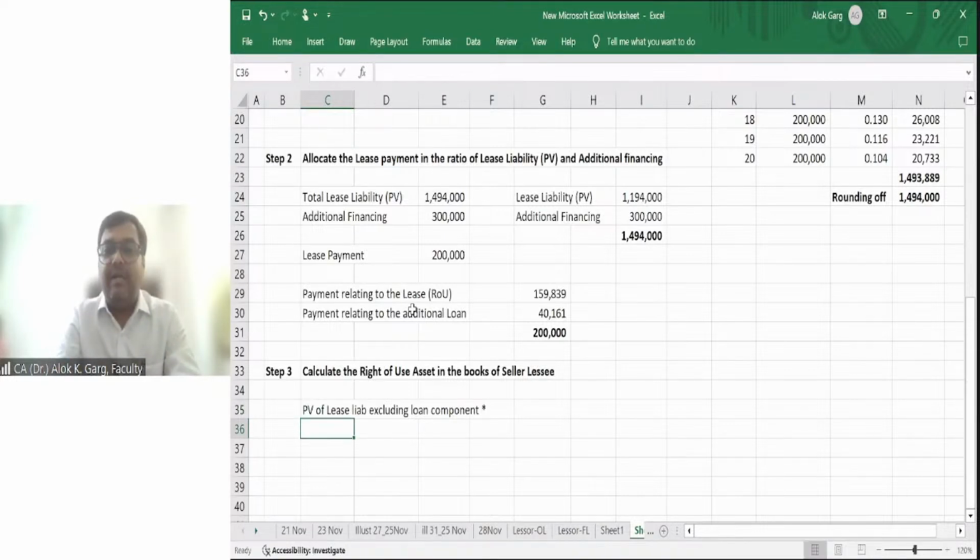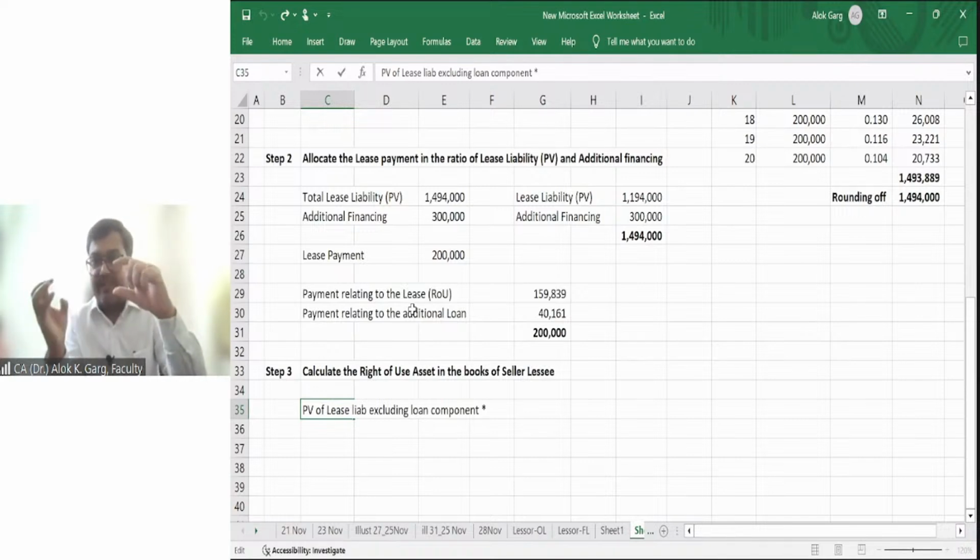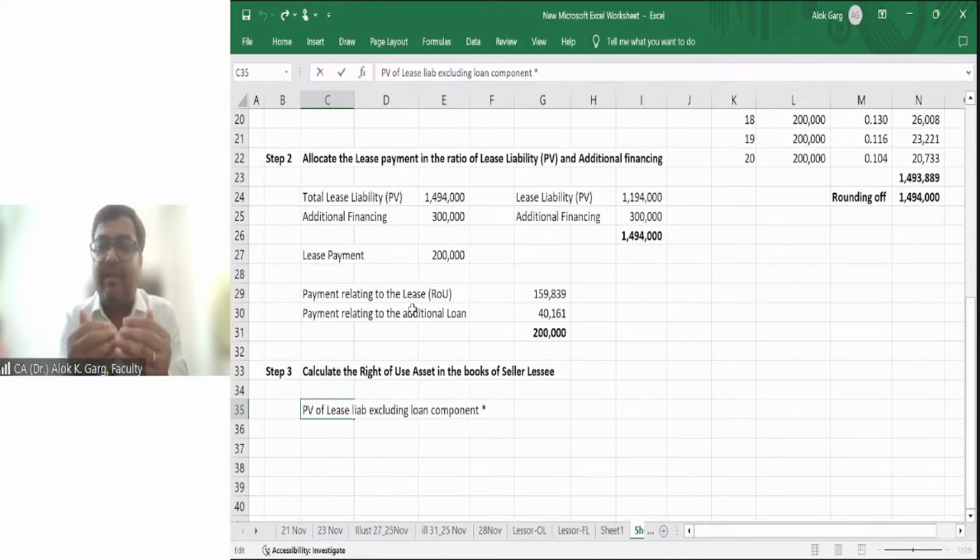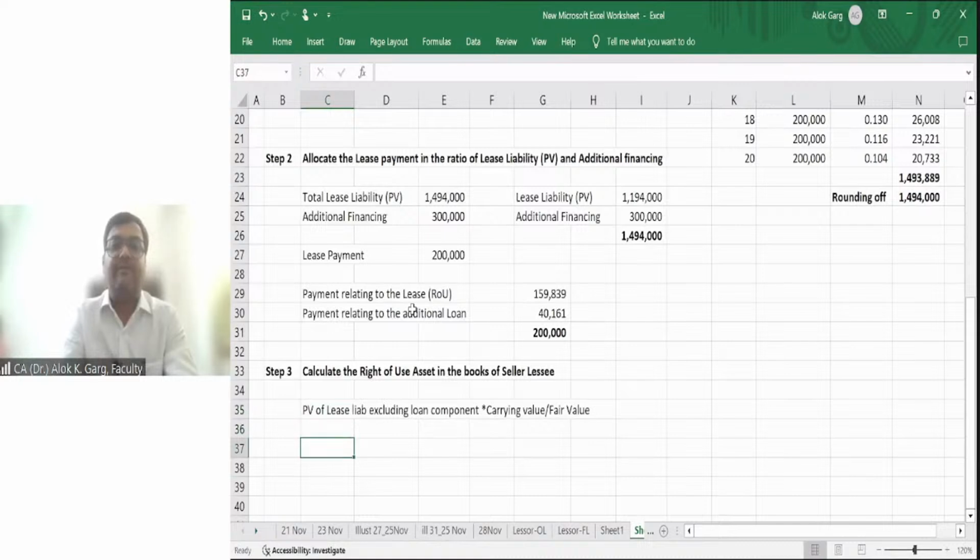Multiply by what? Being a seller lessee, prior to the sale of the asset, you have an asset in your books. You have sold that asset. Now another asset is coming in the books, which is the right of use asset. So your present value of the lease liability, the liability relating to the use of the space, multiply by carrying value of your asset, divide by fair value of your asset, will be the right of use asset you are retaining.